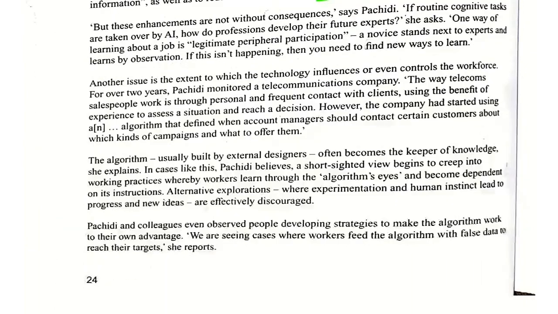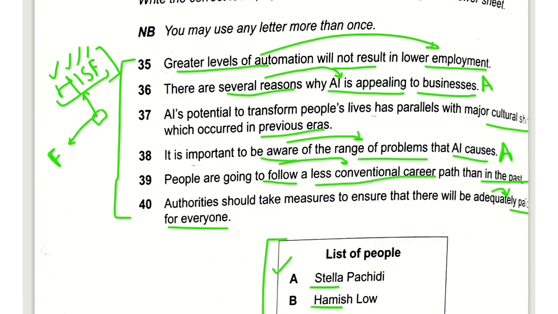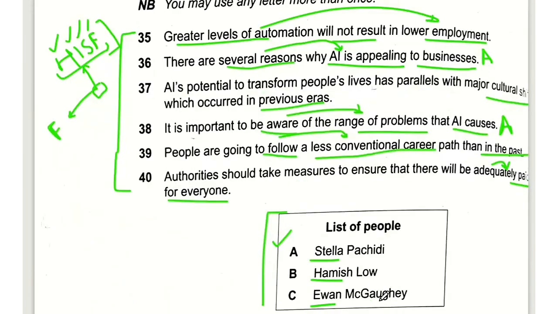Now we'll be reading further. But these enhancements are not without consequences, says Stella. If routine cognitive tasks are taken over by AI, how do professionals develop their future experts? She asked. One way of learning about a job is legitimate career participation. Novice stands next to expert and learns by observation. If this isn't happening, then you need to find new ways to learn. So here they have spoken about the consequences. Now we can see they will be speaking about Hamish and then they will be speaking about Ivan because the list of people will be in order.